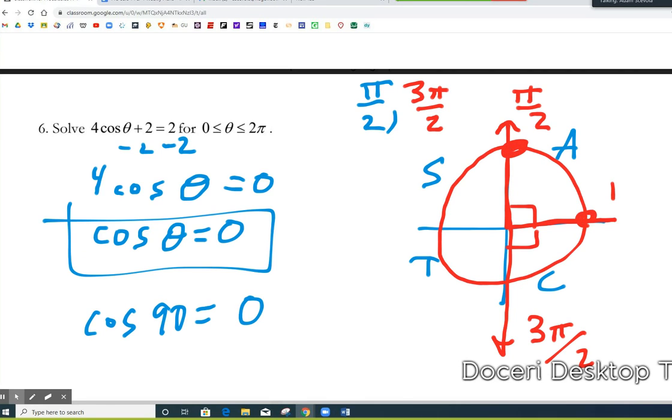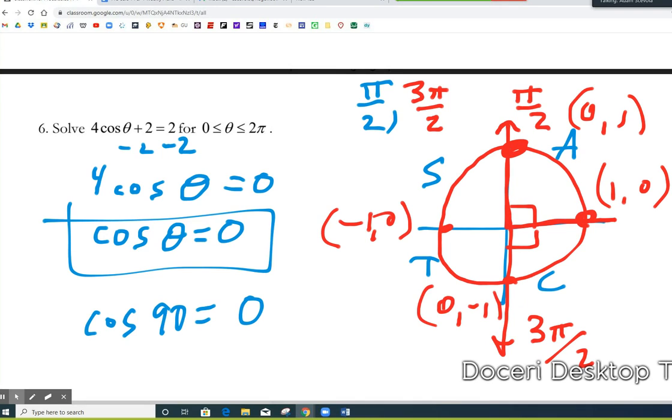all right, this is the point 1, 0. This is the point 0, 1. This is negative 1, 0. This is 0, negative 1. If you remember, on the unit circle, cosine is the x-coordinate, sine is the y-coordinate. So the cosine of 90 is equal to 0, and the cosine of 270 is also equal to 0. So you can also use the unit circle.